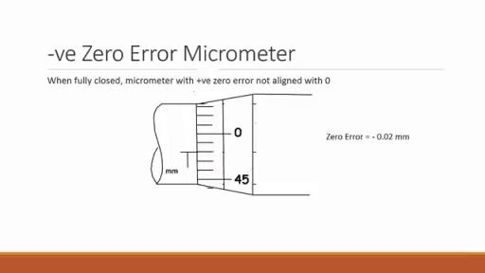Likewise, when fully closed, a micrometer with negative zero error is not aligned with 0, but you find that the 0 is on top. So the error in this case is negative 0.02. This is the line that's aligned, so the difference from 0 to here is 2. So this is actually 0.02 mm.